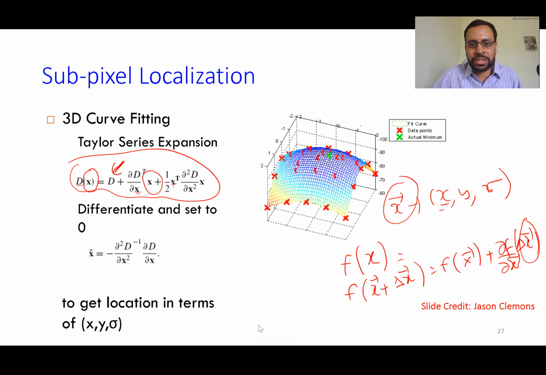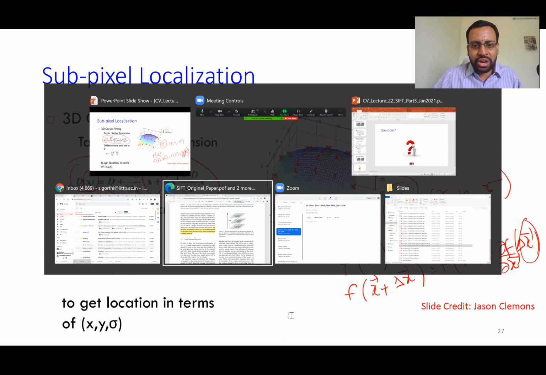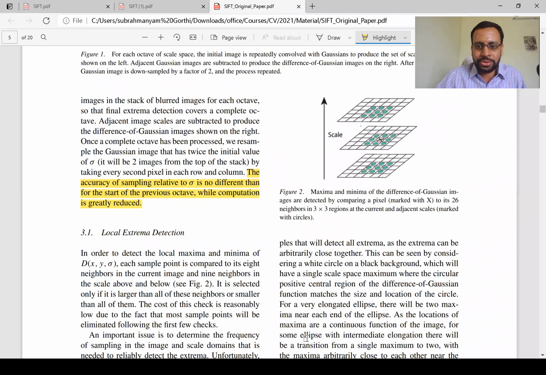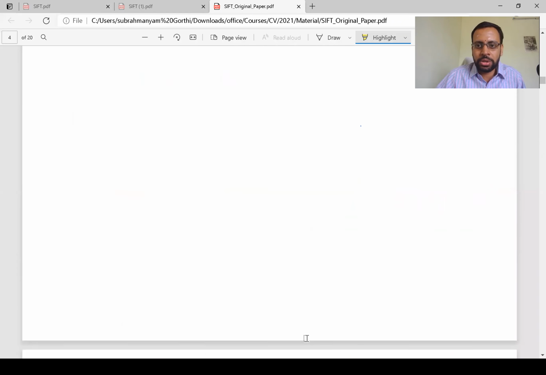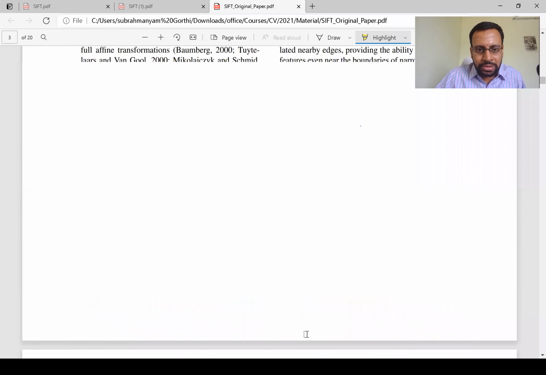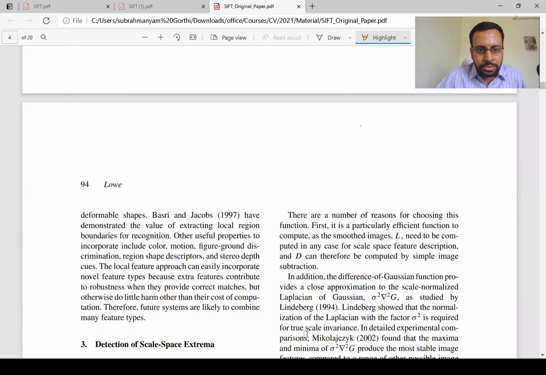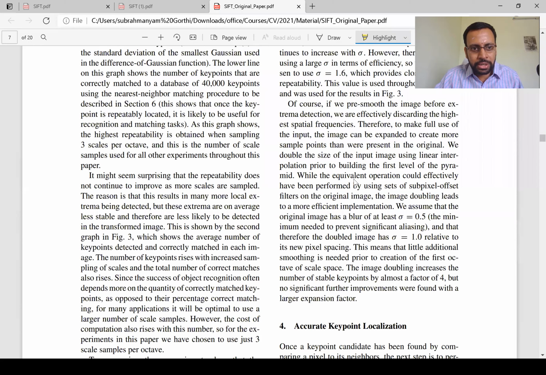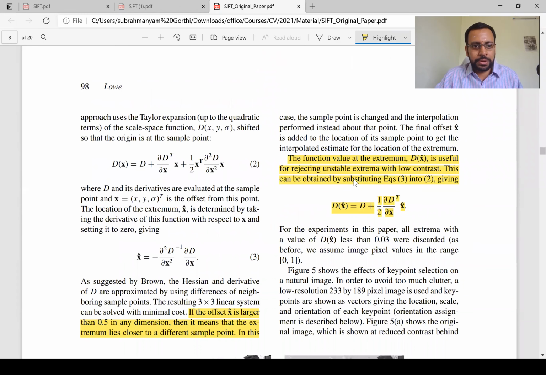I would strongly encourage all of you to go through this paper of David Lowe, which is extremely well written. Please go there. All of them which I covered here originate from this paper itself. So I hope I can quickly look at those equations here. Better to explain from here, right?